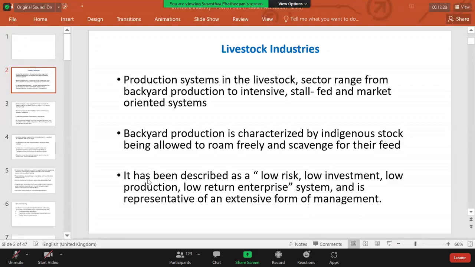Backyard production is a form of extensive, but it's quite different. An extensive management system can have indigenous breeds, and good breeds are there. Usually at a farm scale, a large scale or medium scale, you can practice extensive, and you can have good breeds, imported breeds. But here in an indigenous backyard farm, you have this indigenous breed, our country breed.